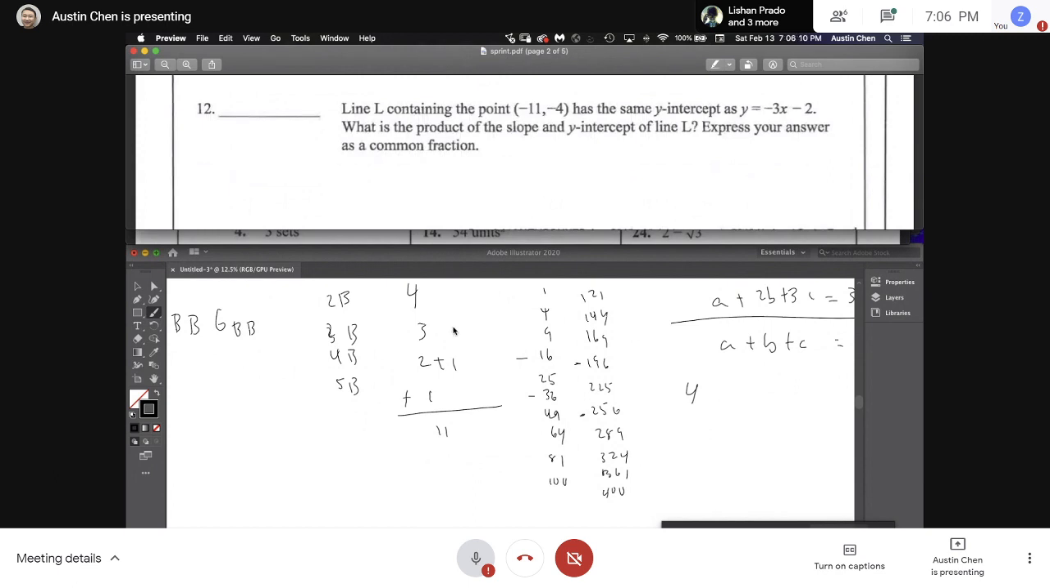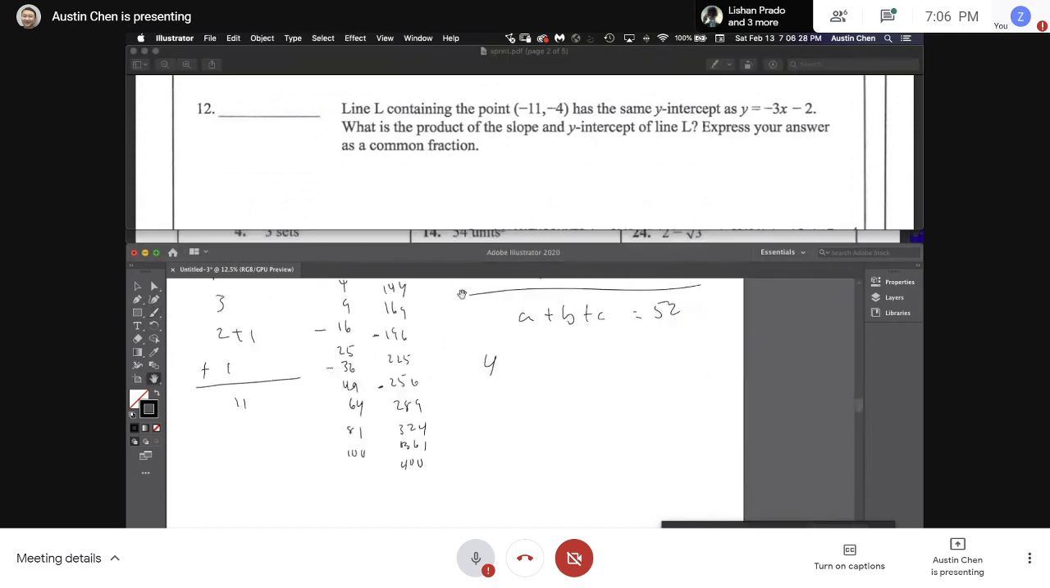Next question. Line L containing the point (-11, -4) has the same y-intercept as y equals -3x minus 2. What is the product of the slope and y-intercept of line L? Express your answer as a common fraction. Okay, so we know this line contains the point (-11, -4). It has the same y-intercept as y equals -3x minus 2. Well, this y-intercept is just -2. So then we know that this also has a y-intercept of -2. If it has a y-intercept of -2, then we know it contains the point (0, -2).